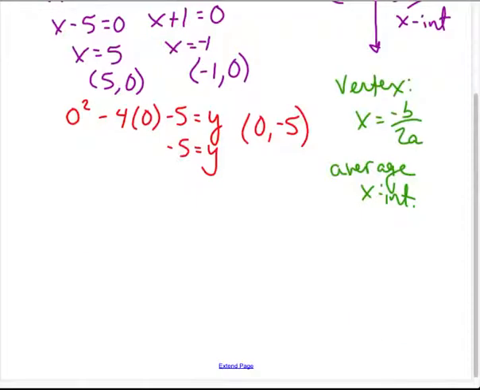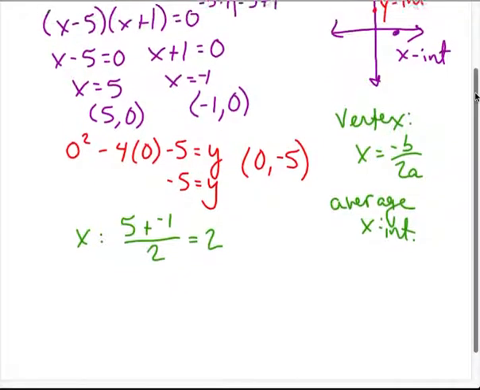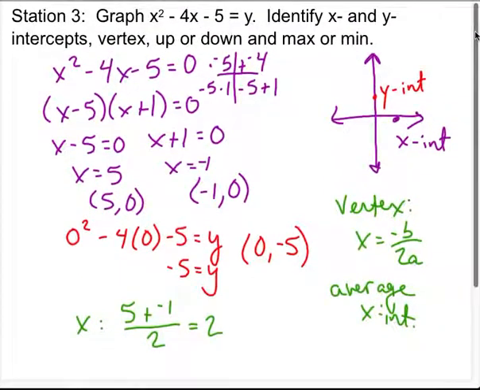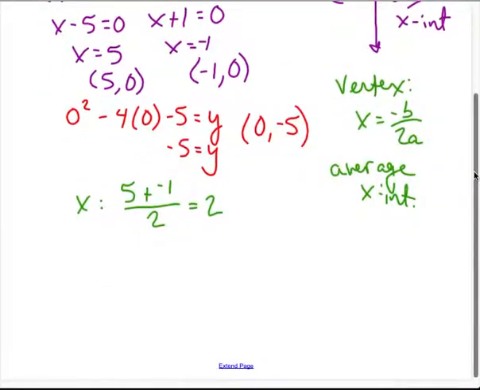My x-intercepts are 5 and -1. So the x-coordinate for my vertex is 5 plus -1 over 2. 5 minus 1 is 4. 4 divided by 2 is 2. To find the y-coordinate of my vertex, I have to go back to my original equation. X squared minus 4x minus 5. And substitute 2 for x.